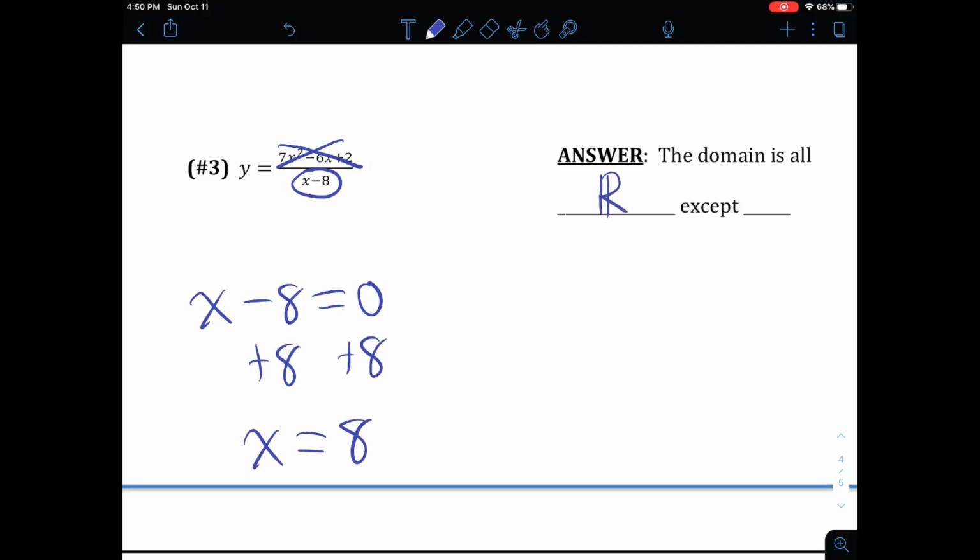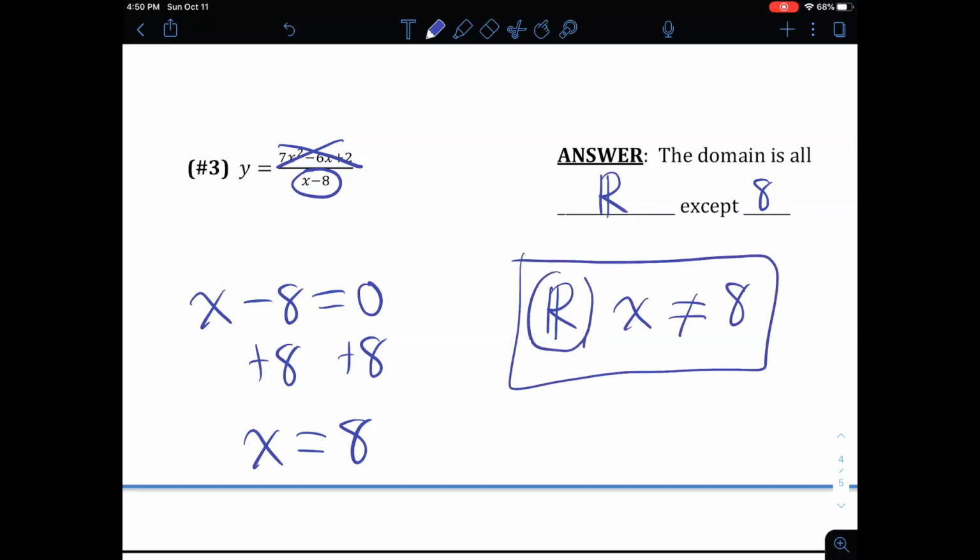So the answer is all reals except 8. We're going to do a double R, and we're going to put x cannot equal 8. That's our answer. The domain can be any real number we want, any number on the number line, but it cannot equal 8 because 8 would make it 0 in the denominator, and we do not know how to divide by 0 in math, and that's why it's a problem.